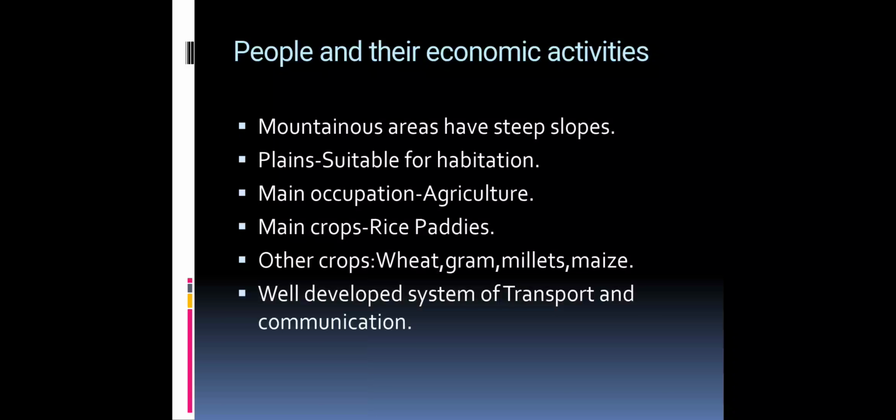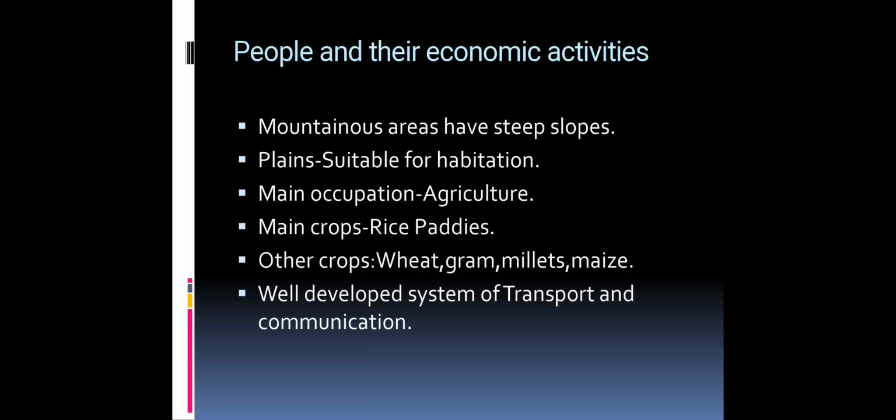Now talking about the occupation here, the main occupation is agriculture. So there are various reasons why agriculture is practiced here, or there are various geographical advantages which favor agriculture. First of all, the soil here is very fertile. Also the climate region makes the region favorable for agriculture. So these are two major points why here most of the people practice agriculture.